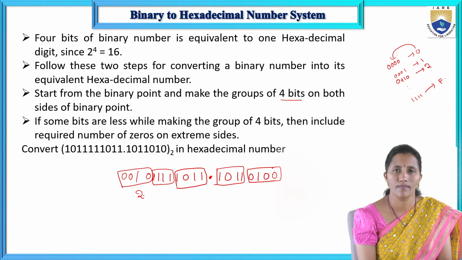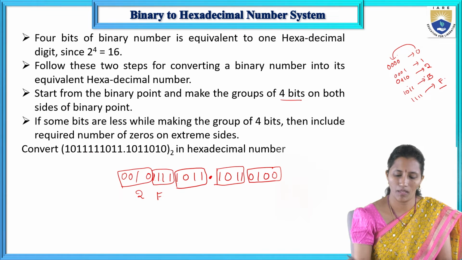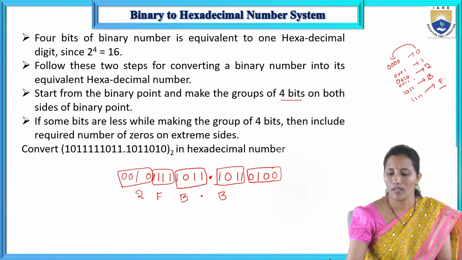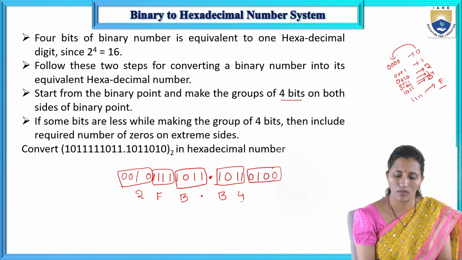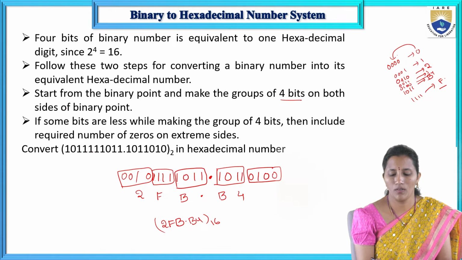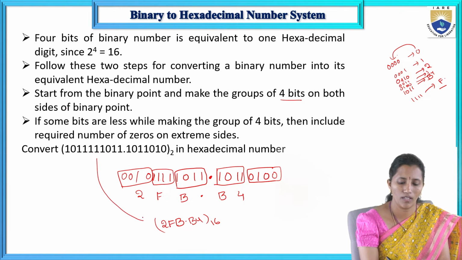0010 is represented in hexadecimal by 2, and 1111 is represented by F. In the middle we get 1011, which is represented by B. After the point, 1011 is B, 0011 is 3 and 0100 is 4. So this is equivalent to 2FB.B34 in base 16. We are converting into hexadecimal, so this is equivalent to this number.